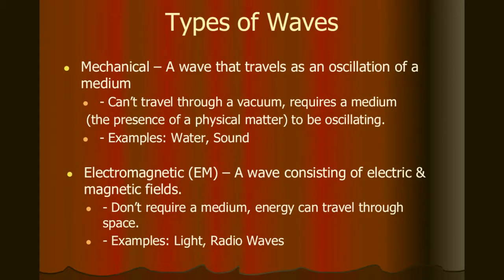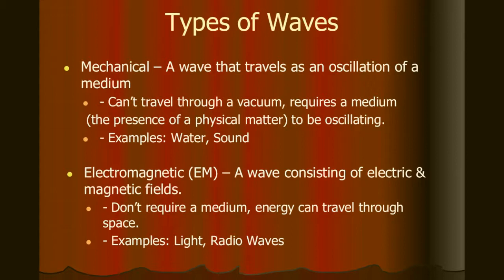There are two types of waves: a mechanical wave and an electromagnetic wave. A mechanical wave is one that travels as an oscillation through a medium, meaning that it has to have a medium. It can't travel through a vacuum. Examples of this include water waves and sound waves.